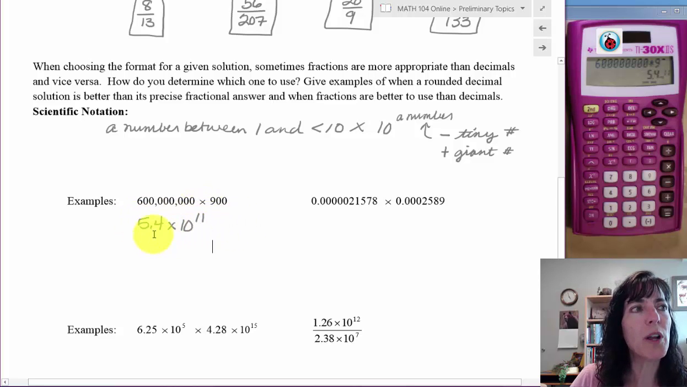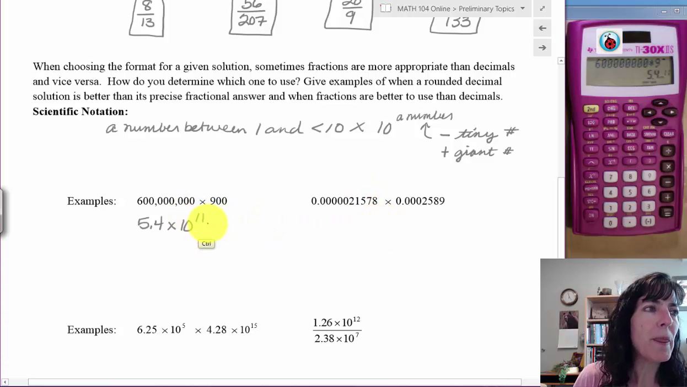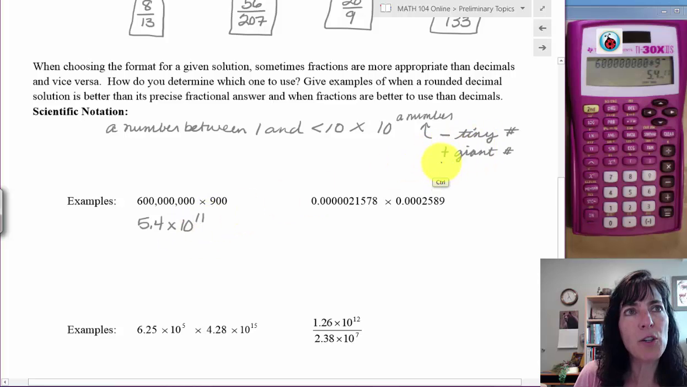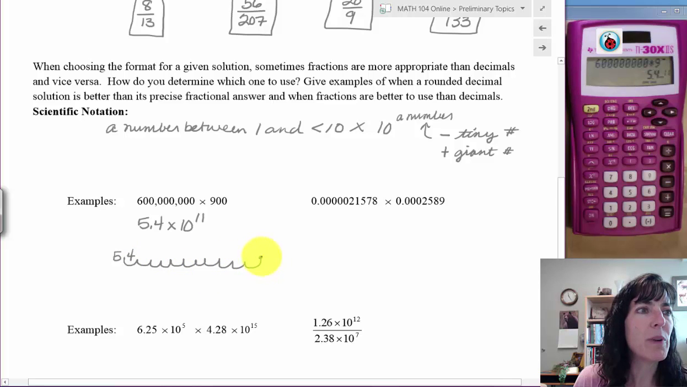But if it doesn't, then you have to put in that times 10 to the and show it as a scientific notation number. Now, if I wanted to write this answer as a regular decimal number, then what this is telling me is that I have to go 11 places, and because it's a positive number on my exponent, that means I have to make this into a giant number. So it's 5.4 right now, and I need to move my decimal 11 places. 1, 2, 3, 4, 5, 6, 7, 8, 9, 10, 11, and put my decimal point there and fill in all the blanks with zeros.